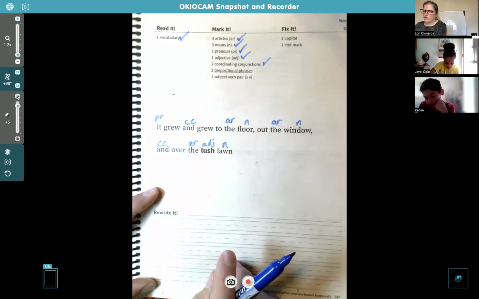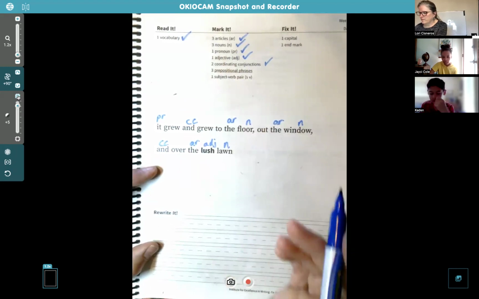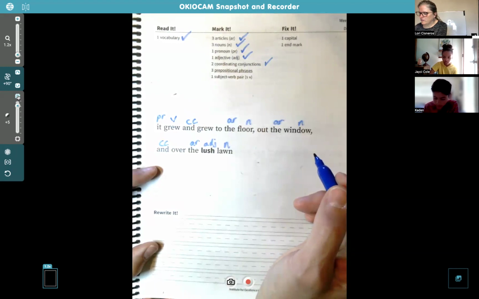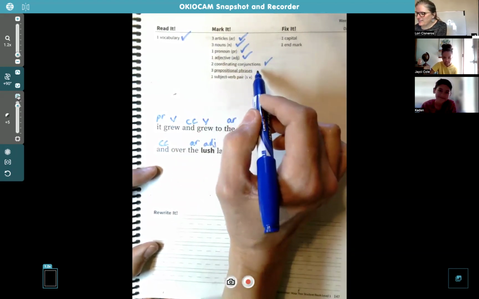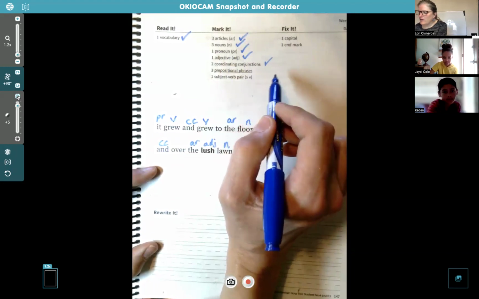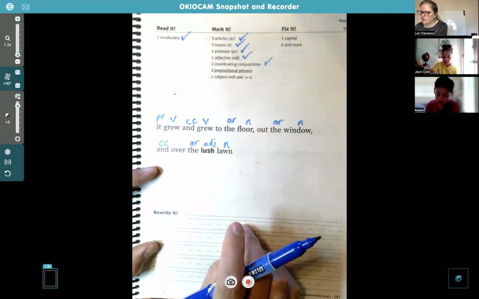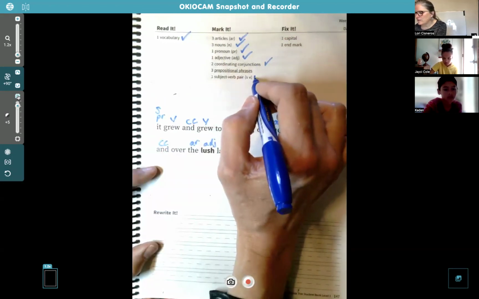We'll skip prepositional phrases just for a second. So, Caden, how about the verbs? Grew. Good. And grew. And grew. There's a lot of words repeating in this one. And then Caden, what about the subject? What grew and grew? It. Good. Yes. It, which is her nose.